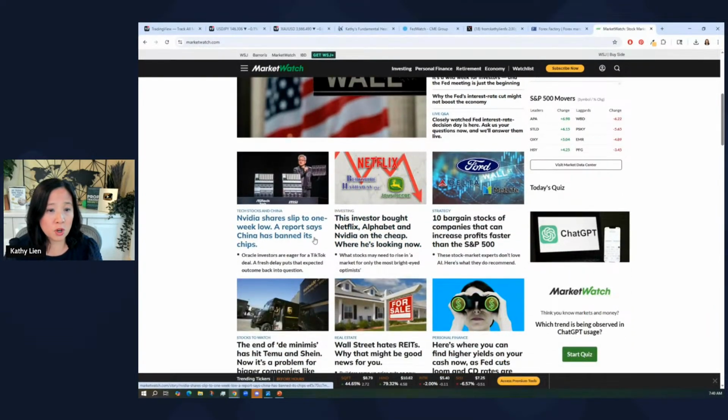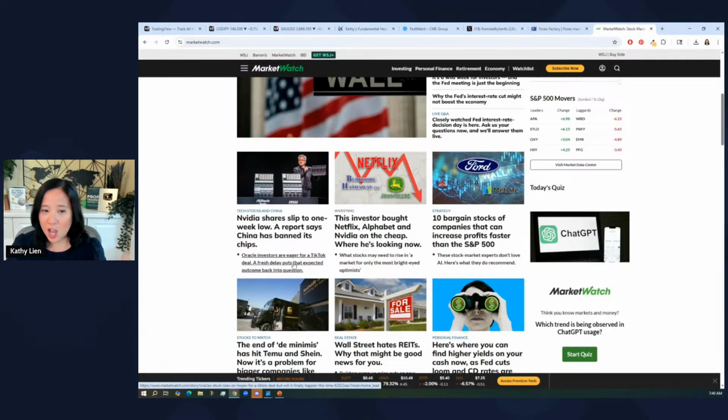NVIDIA shares slipped to a 1-month low as a report says China has banned its chips. And then Oracle investors are eager for a TikTok deal. I mean, this is really the other big news that we have today. And I just want to spend 1 second talking about it because the US and China are still involved in a trade deal, right? Trying to negotiate the tariffs and things like that. Even when we get past the Fed, the whole tariff story is still a big one.